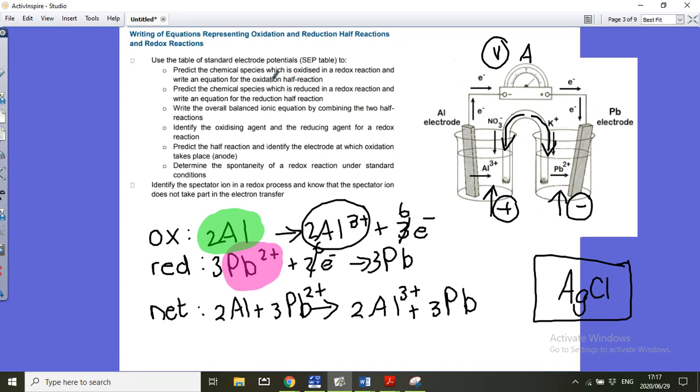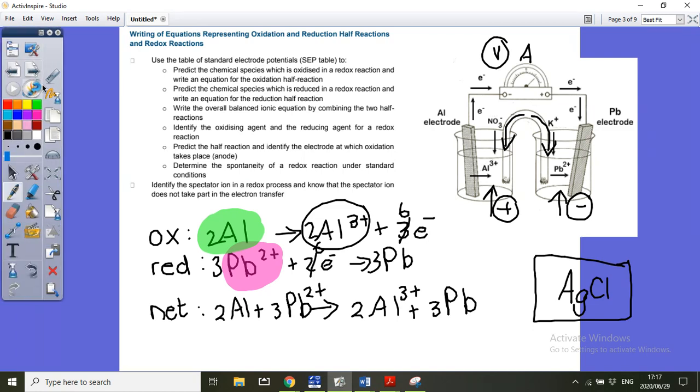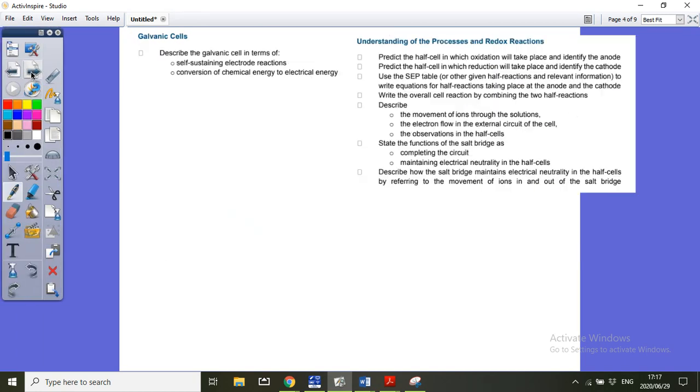All right, so we have predicted the oxidation and reduction half reaction. We've done an ionic equation. We've identified the oxidizing agent and reducing agent. We predicted where it will take place. And we know that this is a spontaneous reaction because it's got a positive E value. The spectator ion you must be able to spot, and that would be the one that does not take part in the reaction. For instance, nitrate, sulfate, those ions.